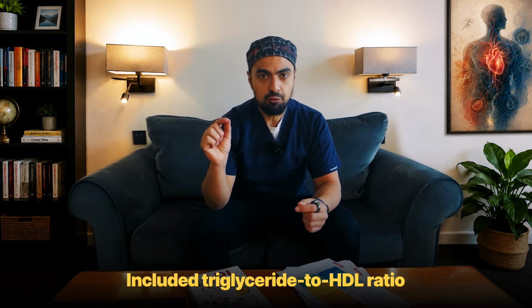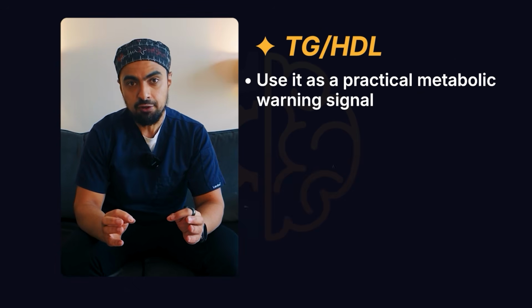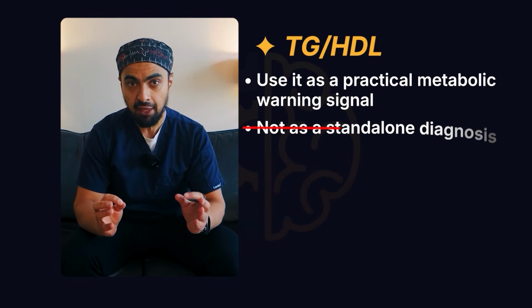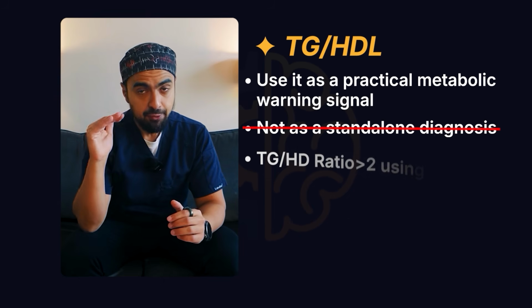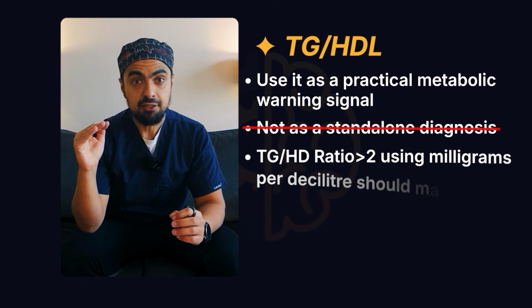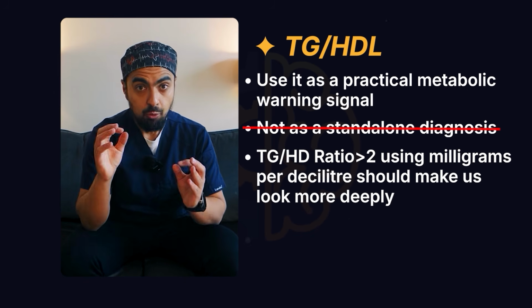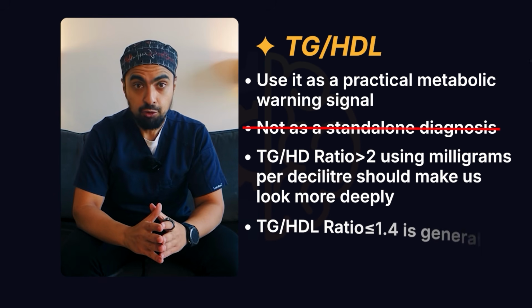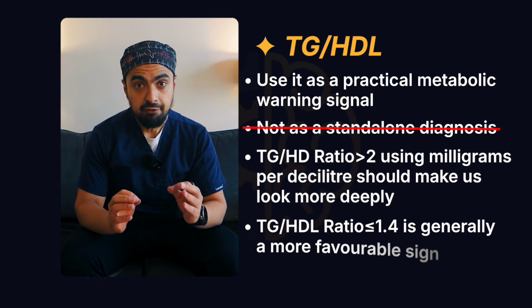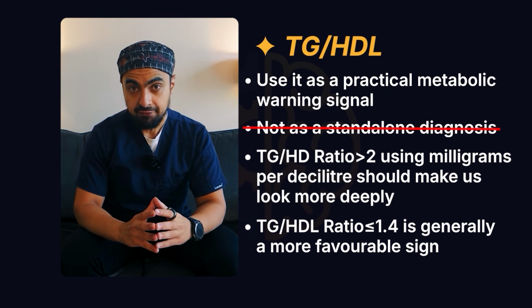This is why I included the triglyceride to HDL ratio in my hidden heart risk assessment. I use it as a practical metabolic warning signal, not as a standalone diagnosis. A ratio above approximately 2, when calculated using milligrams per deciliter, should make us look more deeply, while a ratio around 1.4 or lower is generally a more favorable sign. But these are practical clues, not universal diagnostic cutoffs.